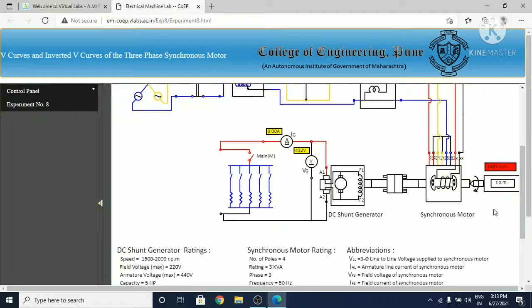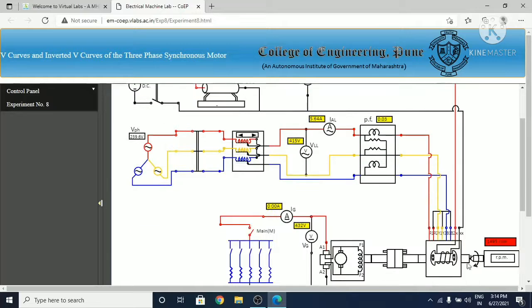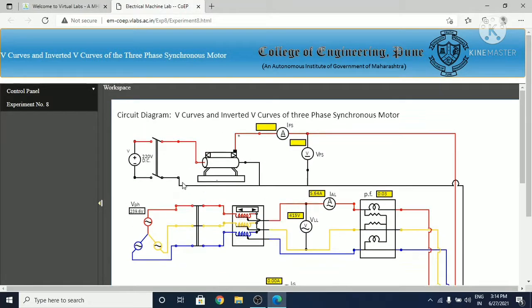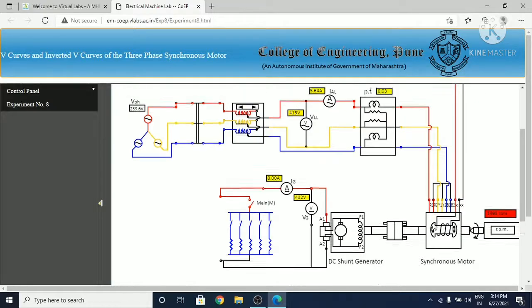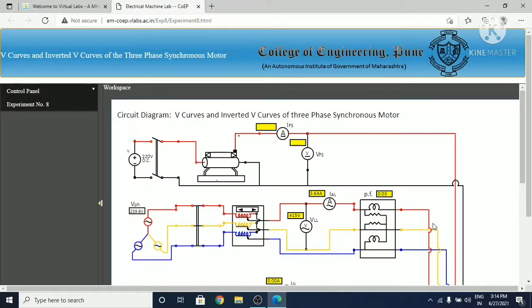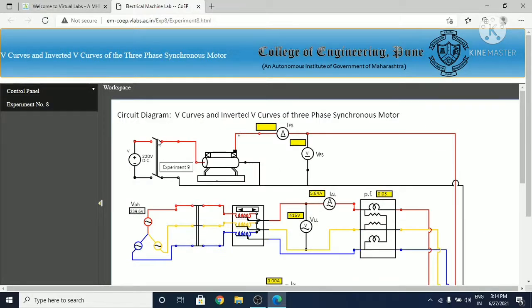But here the RMF runs at only 1495 rpm, because the rotor is not rotating. No field supply is given to the rotor. Whenever there is a field current present in the rotor, only then does the RMF attain the synchronous speed. So now I will close this switch and keep on increasing the field current.